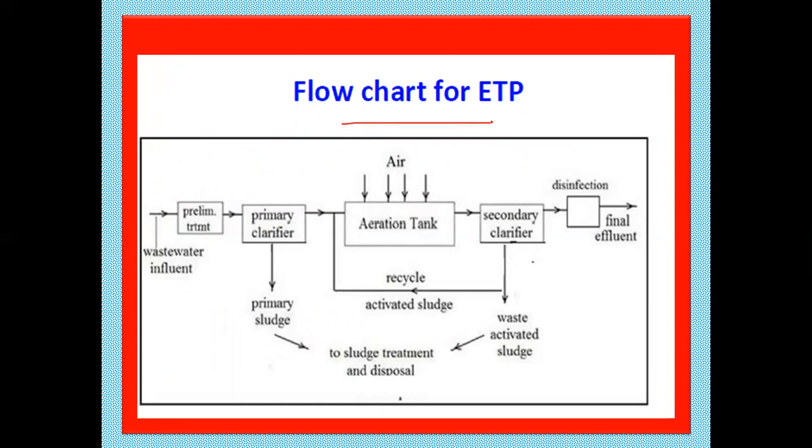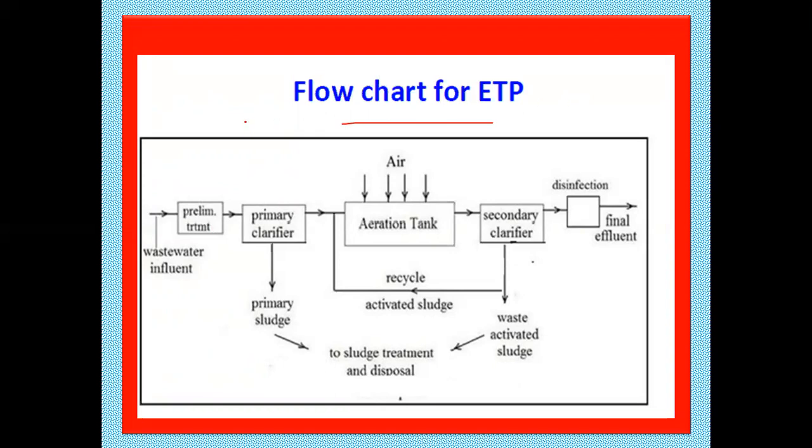Then the flow chart for ETP, with an example taking an industry. Whenever a flow chart is asked, for every industry, write this flow chart and say that it is a flow chart for some industry, and write a few technical points related to it. For paper and pulp, write about the paper materials. For textiles, write about pigments, dyes, and cloths.